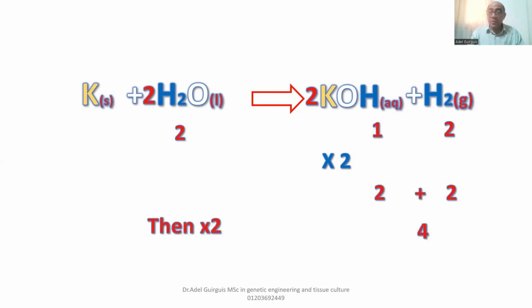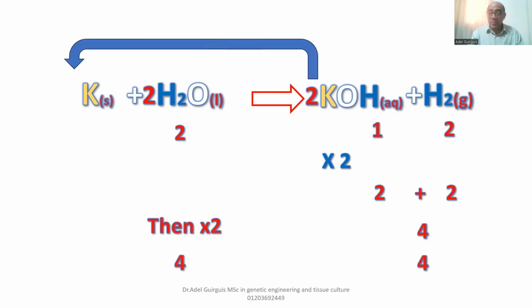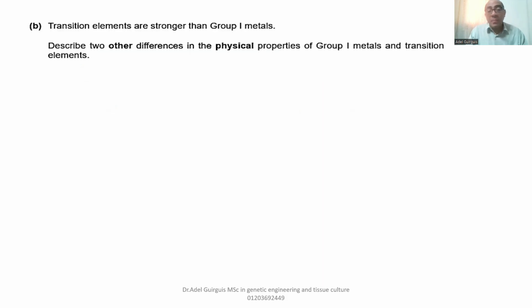We have to multiply 2 here also. Okay. Then multiply 2. What about potassium? Also 2. So we start with 2 potassium, then times 2. So we have to put 2 in front of potassium.